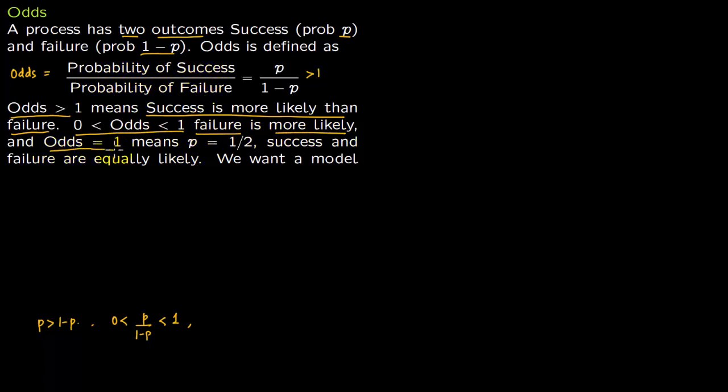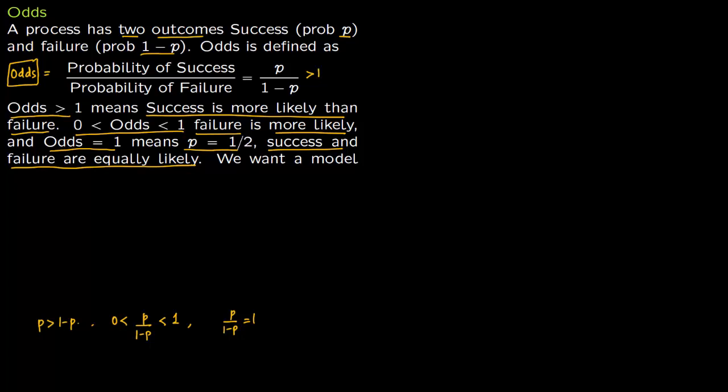If odds is precisely 1, if you set this equation P over 1 minus P equal to 1, you can solve this. You will get P equals half. That is, success and failure are equally likely. So we want a model in which we can compute these odds. So we want a model for odds.